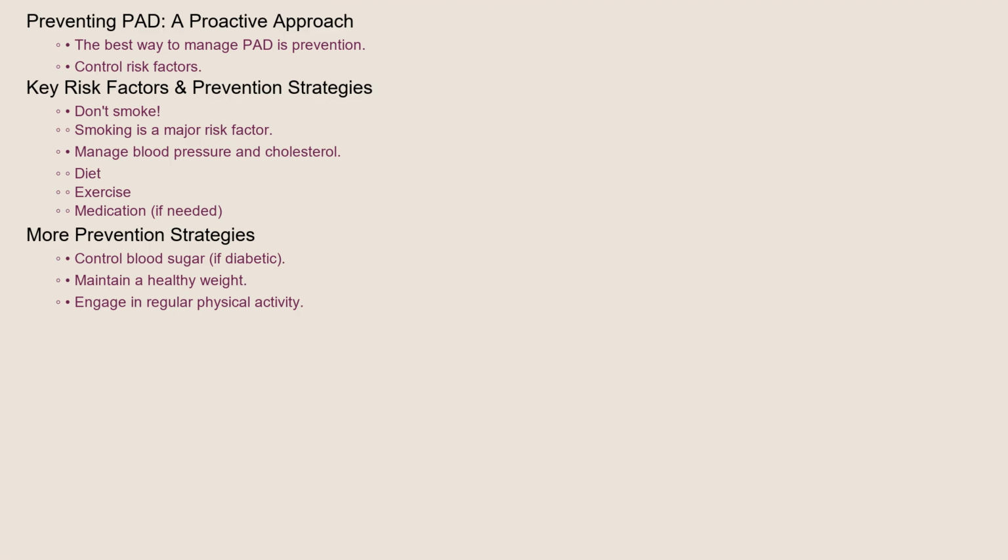This means controlling risk factors. Don't smoke. Smoking is a major risk factor for PAD. Manage your blood pressure and cholesterol levels through diet, exercise, and medication if necessary. Control your blood sugar if you have diabetes. Maintain a healthy weight and engage in regular physical activity. By adopting these healthy habits, you can significantly reduce your risk of developing PAD.